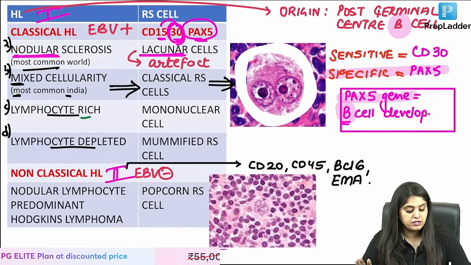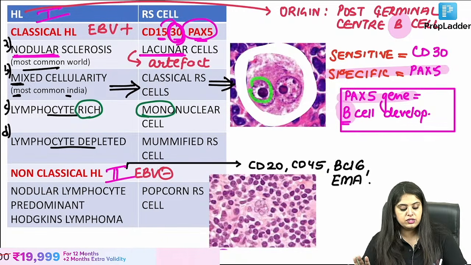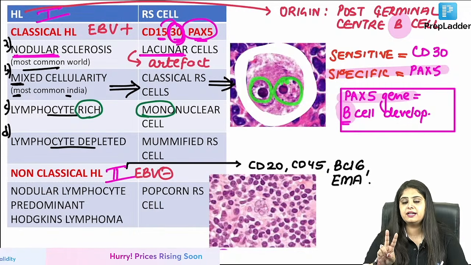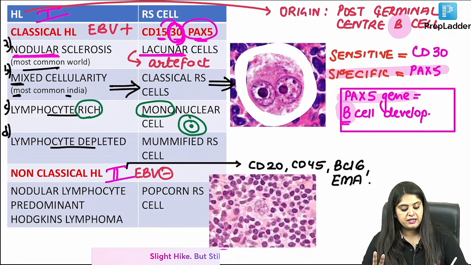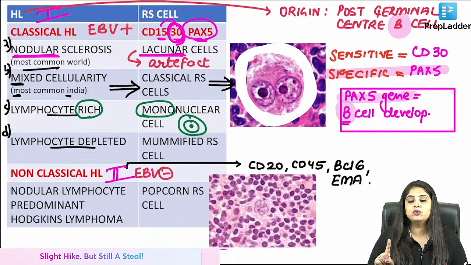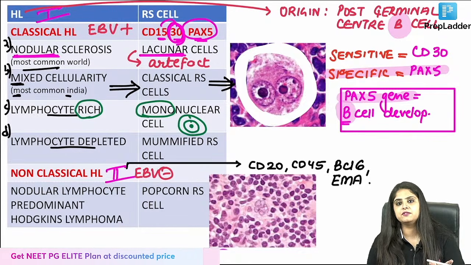Then lymphocyte rich, too many lymphocytes, then the RS cell becomes mononuclear. Can you see, originally the RS cell had two eyes, two nuclei, but now it will be with a single eye. Okay, he's going to be a pirate, he's going to be single eye, that is going to be a mononuclear RS cell.